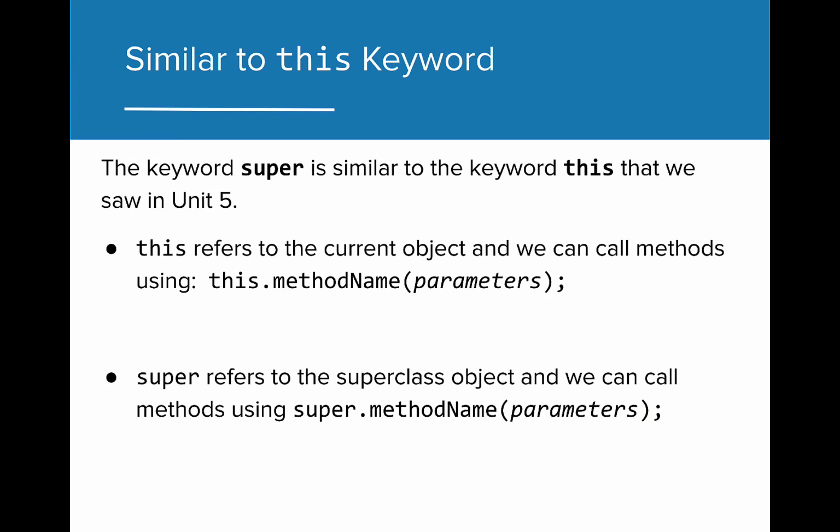The keyword super is similar to the keyword this that we saw in Unit 5. This refers to the current object, and super refers to the superclass object. Just like we could reference methods and pass parameters using the this keyword, we can reference methods and pass parameters using the super keyword.